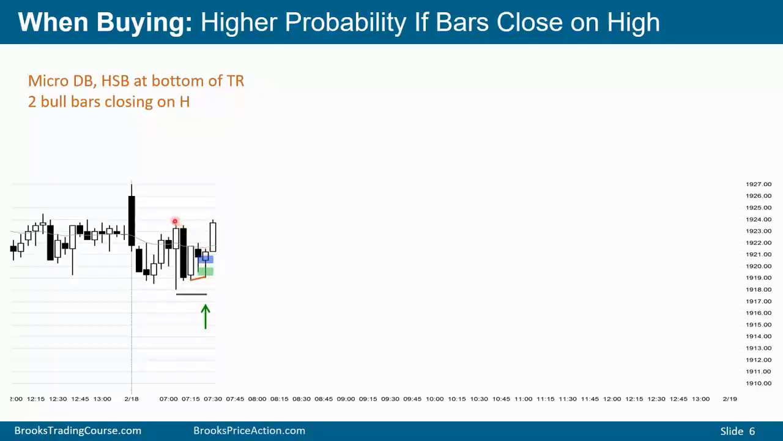We have the magnet of the top of this big bull bar. Bulls want to see what's there. The bears want to see what's there. And therefore, it's reasonable to buy above the high of this bull bar. We have a pair of good bull bars closing on their highs. We have a bull bar here closing on its high. We have a bull bar here closing near its high. And we have a double bottom high or low. It's above this low. It's reasonable to buy for a scalp right above the high of that bar.